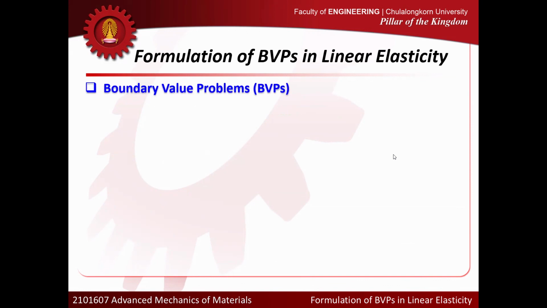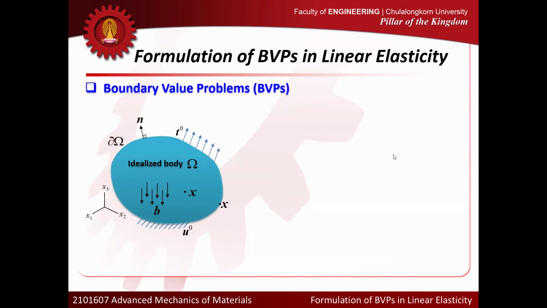Now, I start formulating the boundary value problem. What do I mean by that? So let's say that now I focus on the idealized body. I will forget about the actual body, because now we try to represent the real body by the idealized one. And then I will deal with this idealized body. Okay, I will select the theory to explain the response of this body, with the expectation that the thing that I come up with here can allow me to understand the real things. Okay, so now I will try to look at the mathematical problem here.